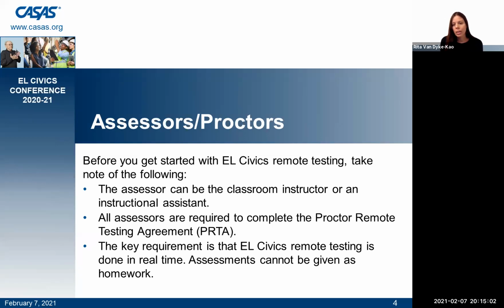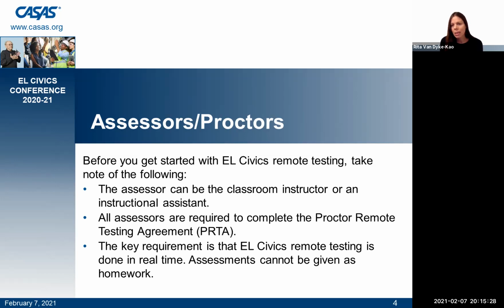And then the last point is probably the most important. The key requirement is that EL Civics remote testing is done in real time. It needs to be synchronous. Assessments cannot be given as homework. If you're using a learning management system, you can't just post the test on your LMS, whether that's Canvas or Google Classroom. That's not synchronous.